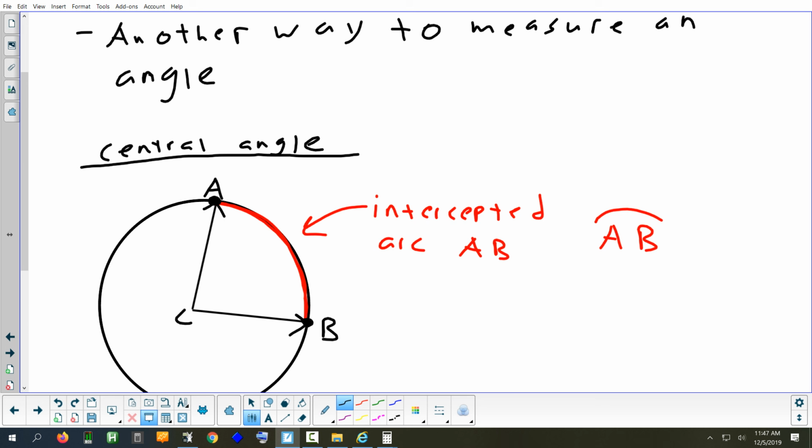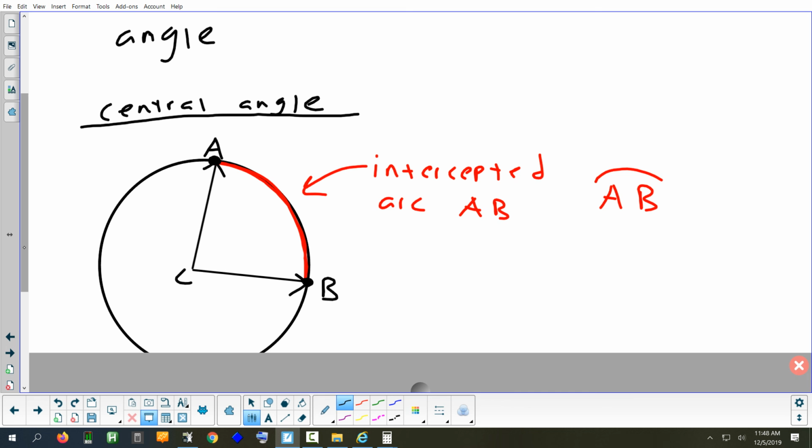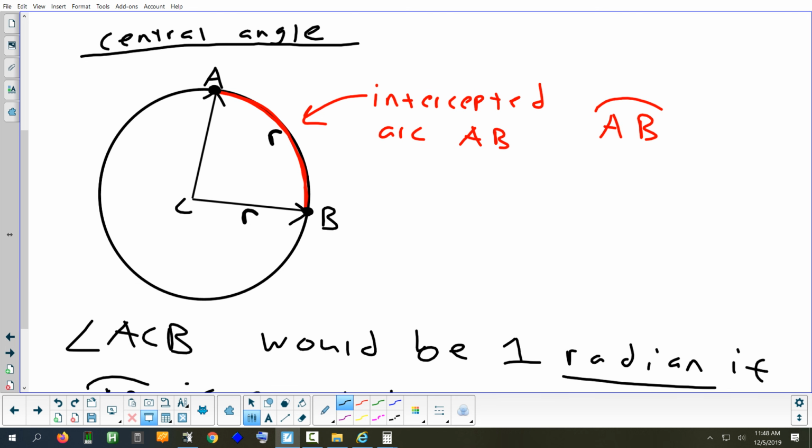Now, here's the part where I'm going to explain what a radian would look like. Let's say you take a ruler and you measure ray CB, and you get that distance. And then you take a piece of string and you put it on that arc. Get it exactly on the arc, take it over to a ruler, straighten it out, and measure it. If the length of the radius is exactly the same as the length of that arc in red, then you've just drawn a picture of 1 radian.